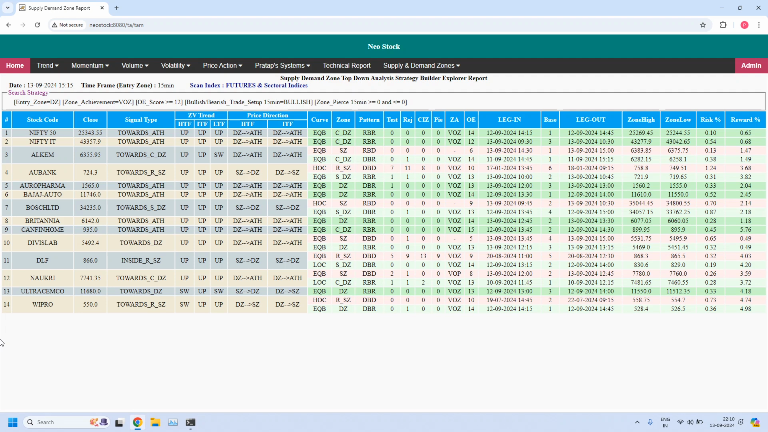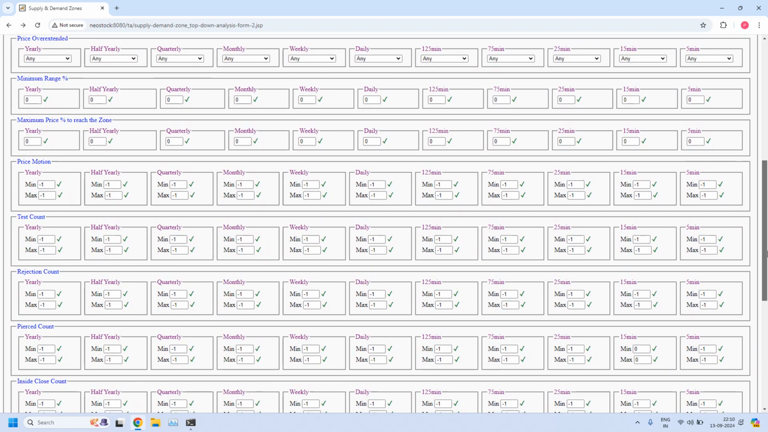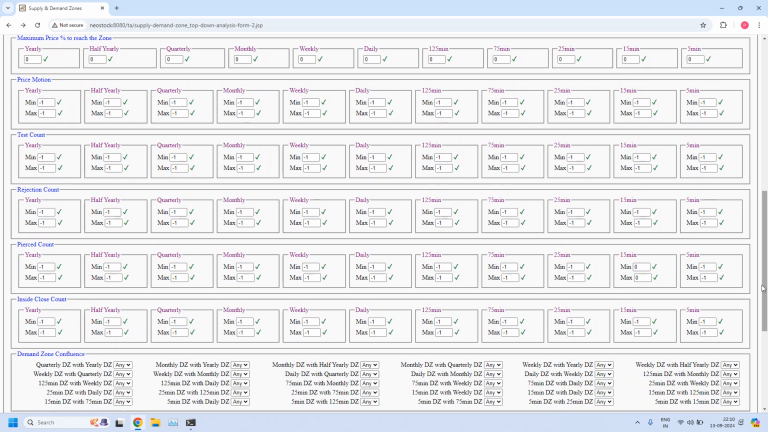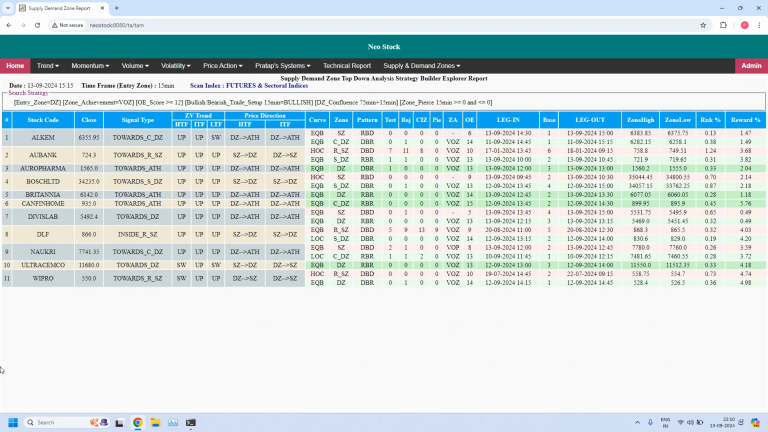Now let us verify out of these 14 how many are having ITF confluence, that is 15 minutes demand zone with 75 minutes demand zone confluence. That means 15 minutes demand zone should be part of this 75 minutes demand zone. So I am enabling the filter. Let's verify. 11 stocks. Out of 14, 11 stocks are having ITF confluence. All these 11 stocks are part of the 75 minutes demand zone.